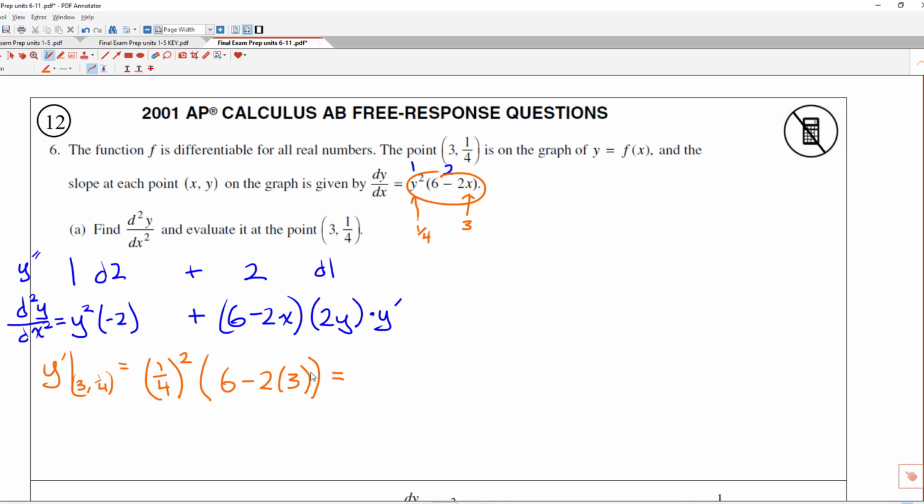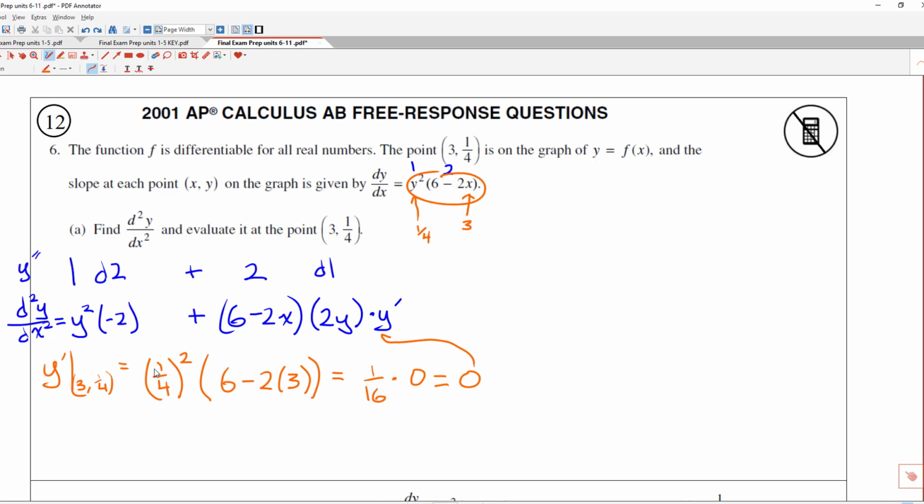Let's simplify this a little bit. 1/4 squared is 1/16, times 6 minus 6, which is 0. So this is equal to 0. That's kind of nice. So that means this 0 is going to be plugged in right there. That's our y prime. And then I'm plugging in 1/4 and 3 into the second derivative right here.